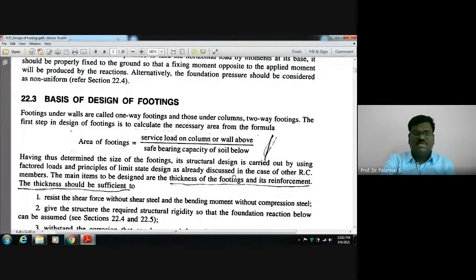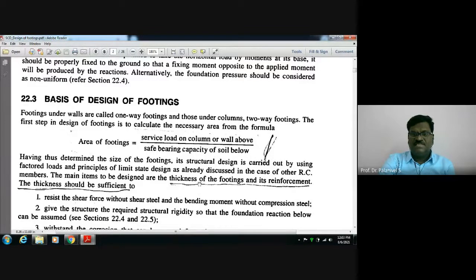Basis of design of footings. So, area of footing: how do you determine it? Whatever service load comes on the column or wall above, divide that by the bearing capacity of the soil below, right? That's what we take, service load. Service load alone, remember, that is important here, not the factored load, right?